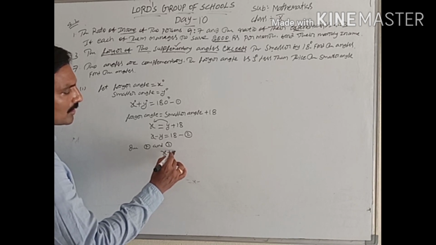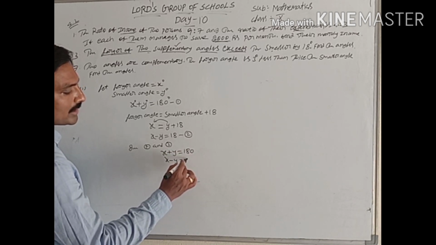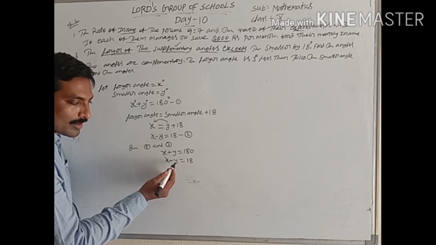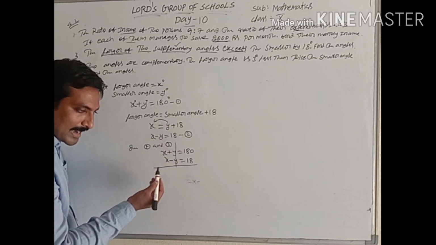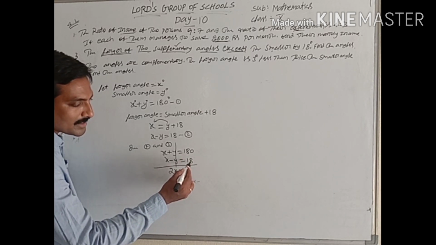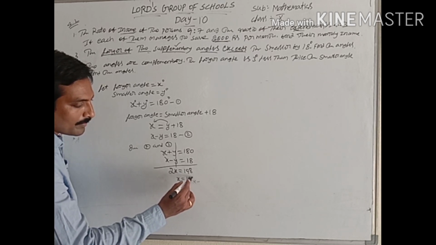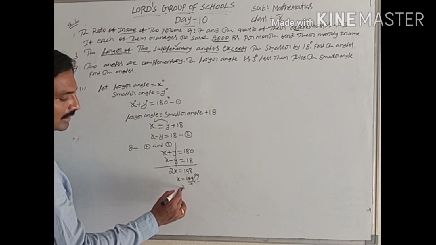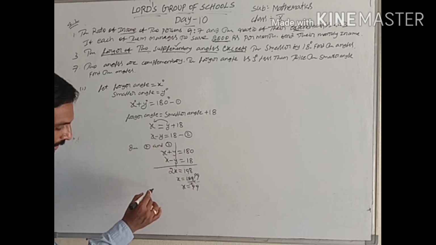x plus y is equal to 180 degrees. x minus y is equal to 18 degrees. Here the coefficients are all equal, so it is directly possible. These two have opposite signs, that's why they will cancel. x plus x is 2x is equal to 180 plus 18, 198. x is equal to 198 by 2. 2 9s are 18, 2 9s are 18. x value is 99.